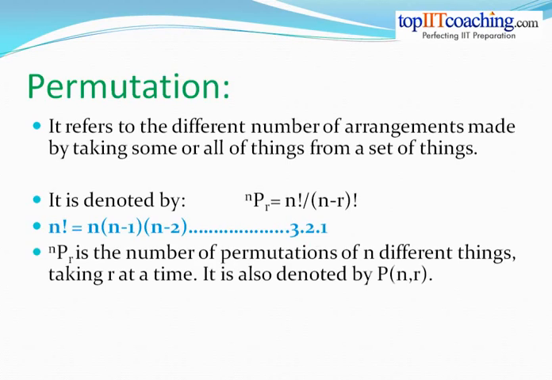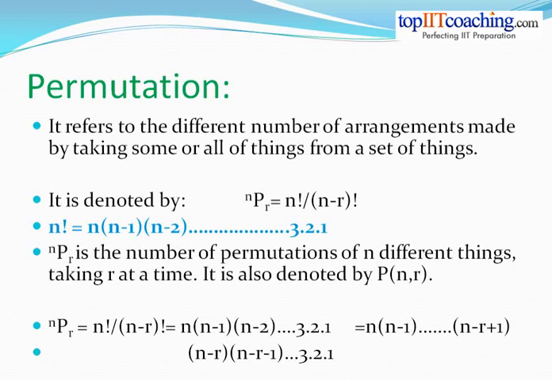Now nPr is the number of permutations of n different things taking r at a time. It is also denoted by P(n, r). That is, n is the total number of things and r is the number of things we are going to permute. Now nPr is equal to n factorial divided by (n minus r) factorial.